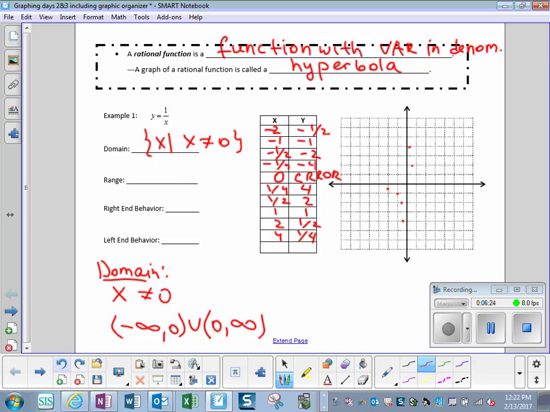Wait, here. Wait. I'm confused. So I skip 0 and then I go to 1/4 and 4. So I'm right there. Wait, how did you do? Never mind. Just plotting my points, nothing else. 1, 1, 2, 1/2, and then 4, 1/4.